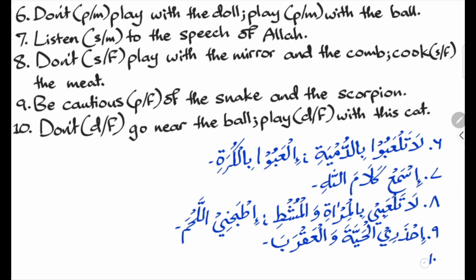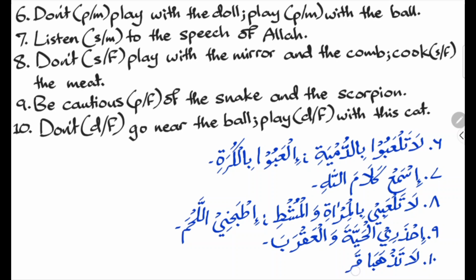Number 10. Don't, dual female, go near the ball. Play, again dual female, with this cat. Go in Arabic is zahaba. Bring zahaba on the wazn of nahi for dual female. La taf'ala. Dual male and dual female is the same. La taf'ala, for male and female. It just has to be dual. So go, dhahaba, on the wazn of la taf'ala is la tadhhaba. La tadhhaba, near the ball.